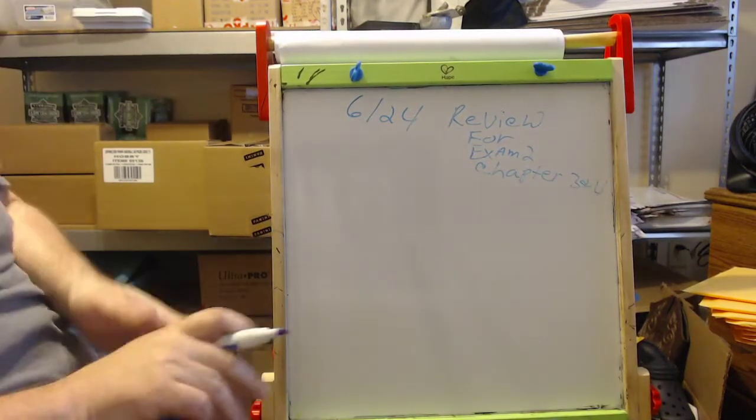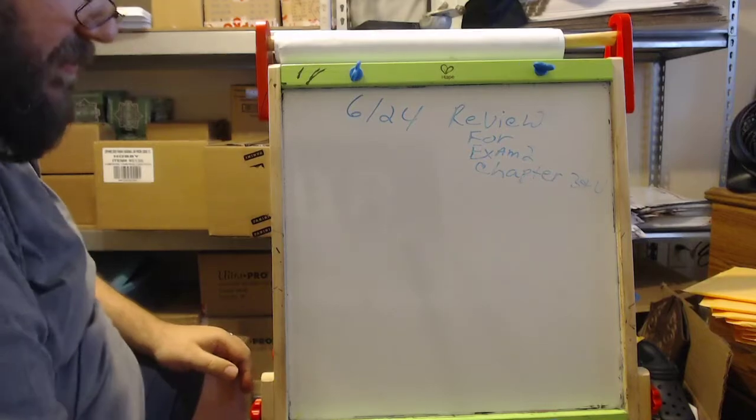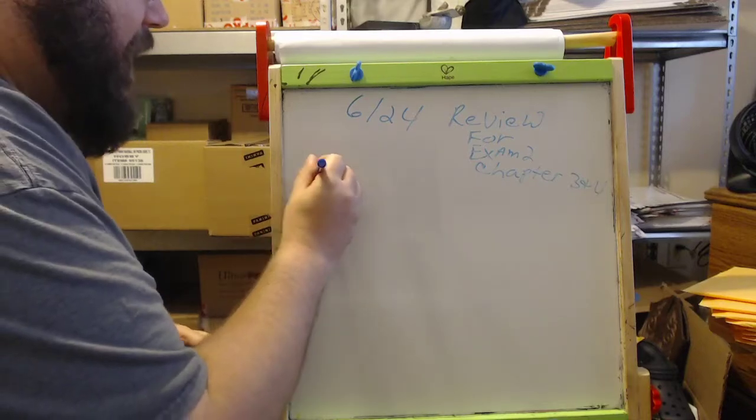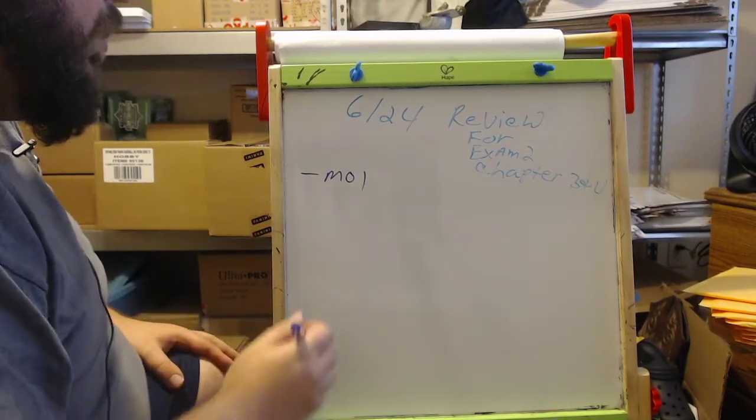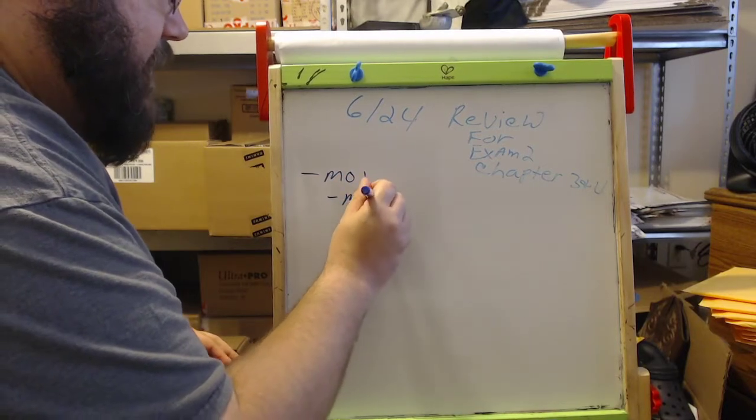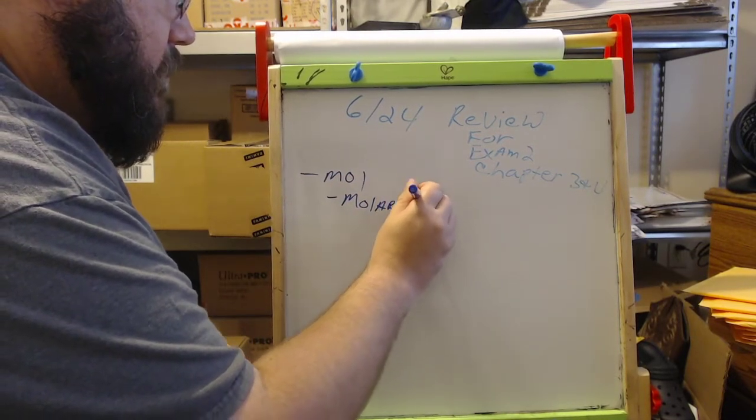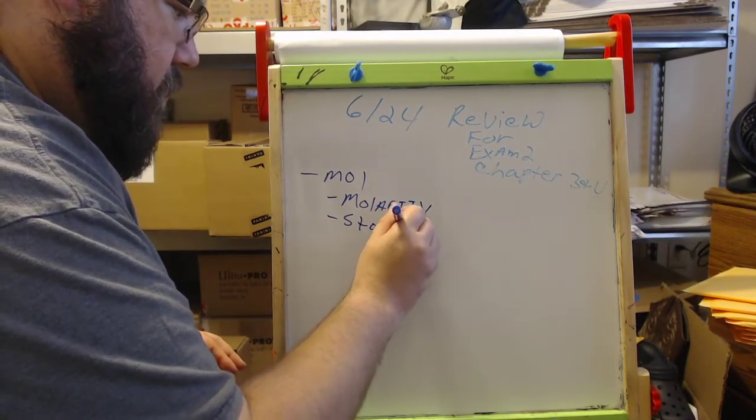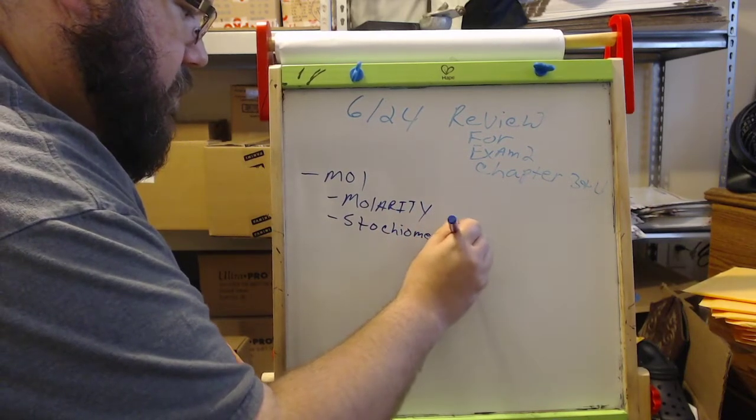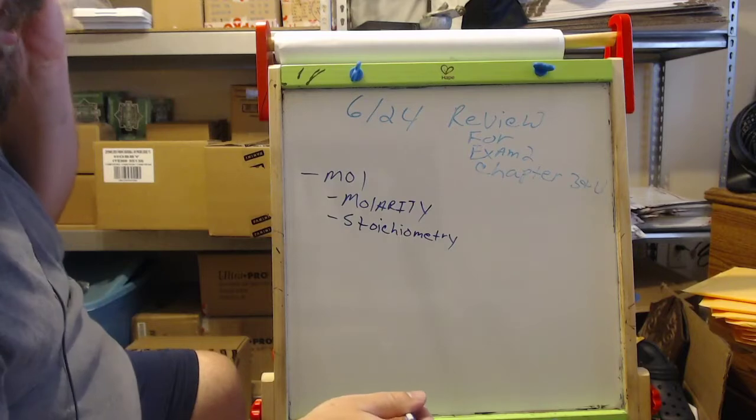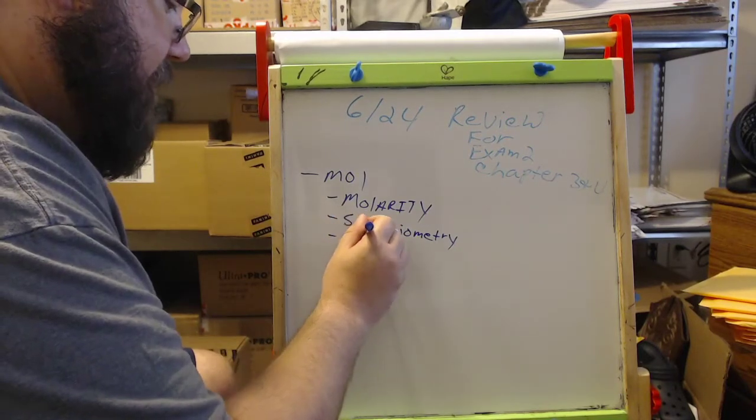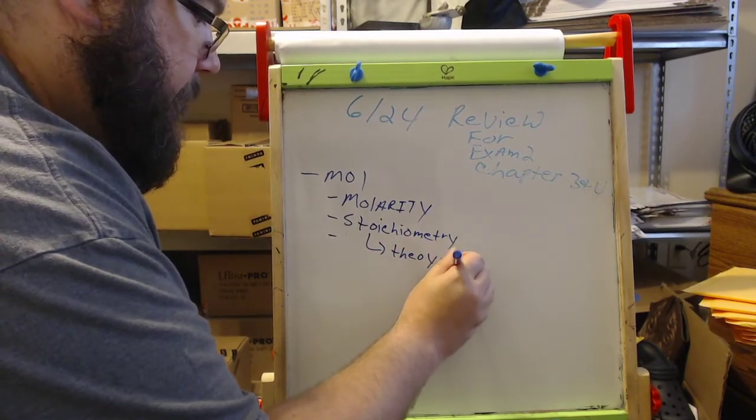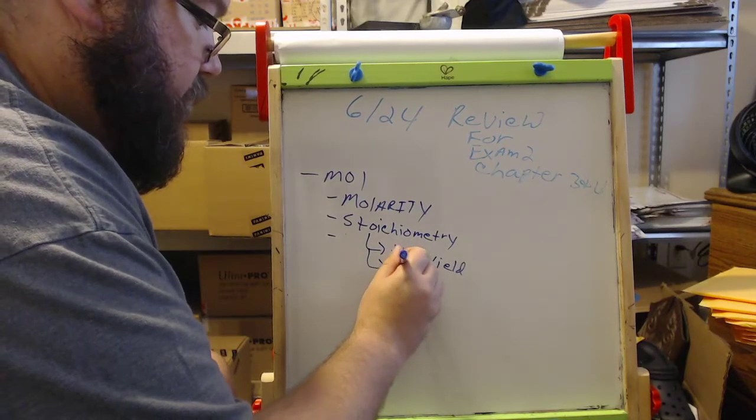Now, what would I study if I was studying for this exam? What topics? Well, the topics that come to my head right away are anything that is related to the mole, which is going to be molarity, stoichiometry, and then stoichiometry deals with theoretical yield, limiting reagent, all of that.